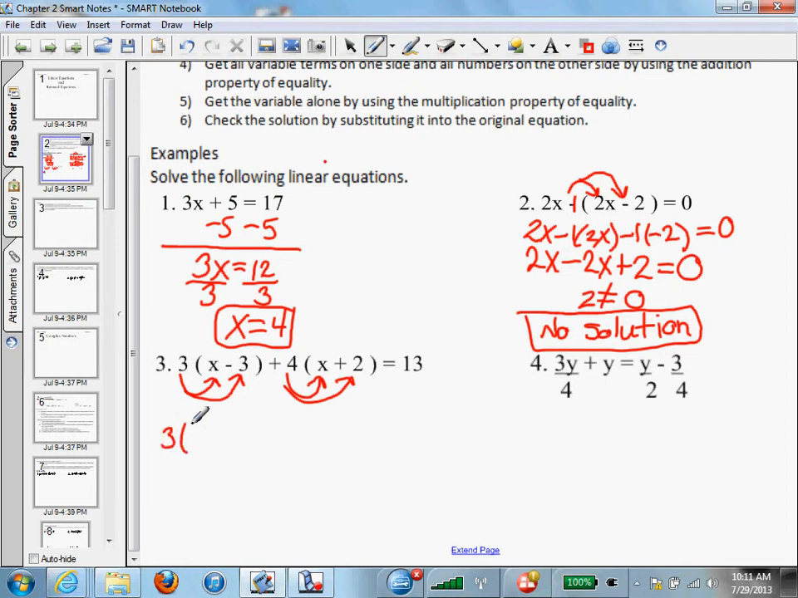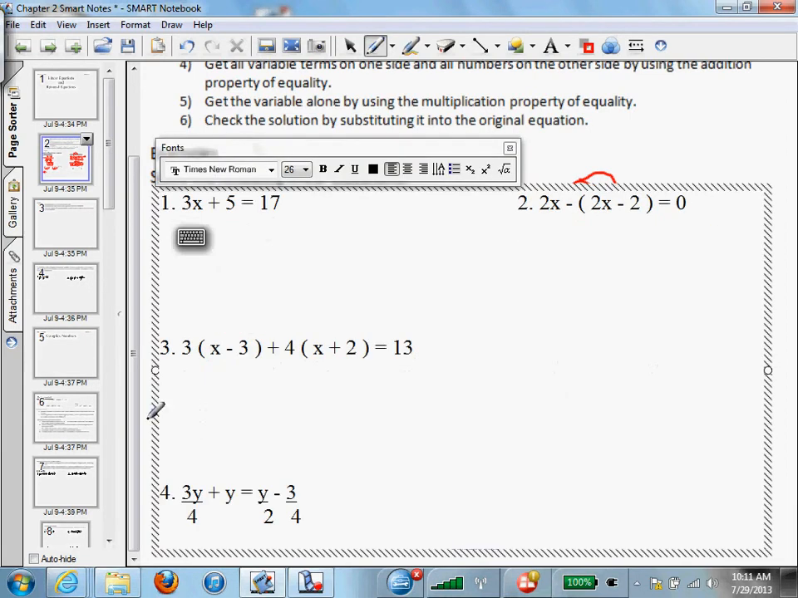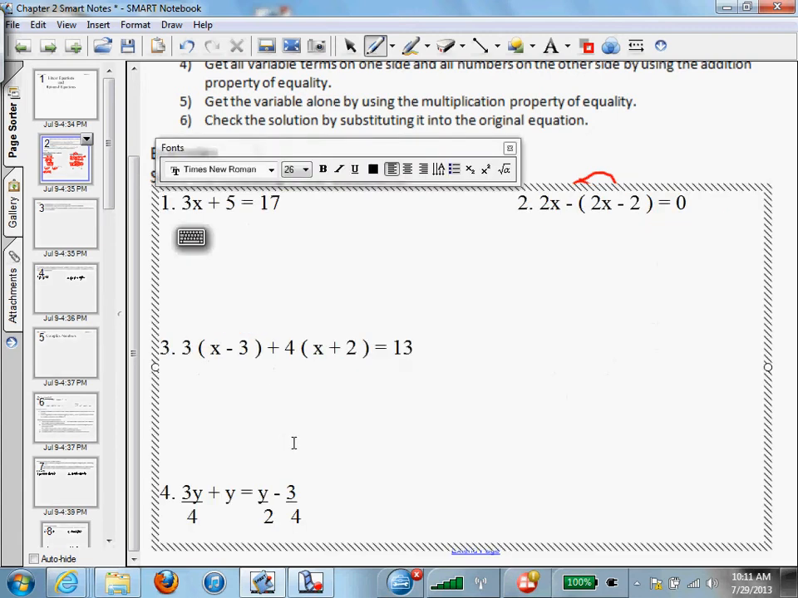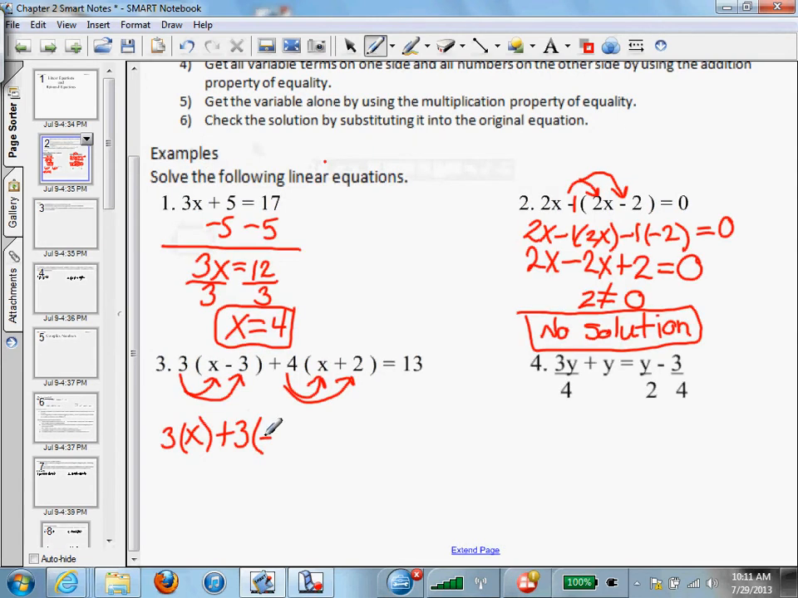So to get started, we have 3 times this x that appears first. Plus 3 times that negative 3 in the parentheses. Then we have plus 4, because we're in the set of parentheses, multiply by the first x that appears. Plus 4 times the 2 that's still in the parentheses. We're going to have equals 13.